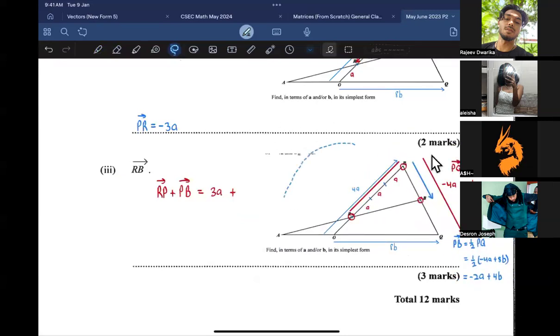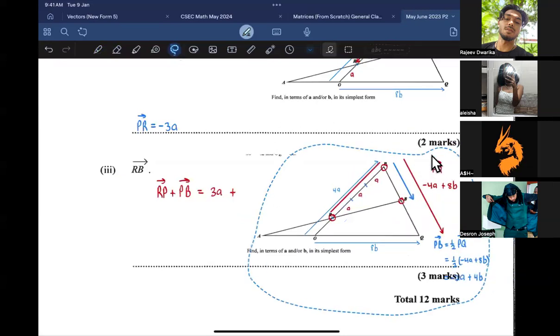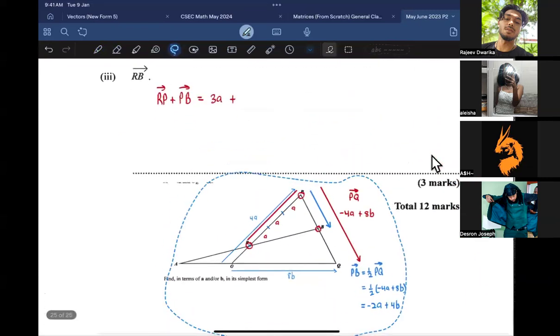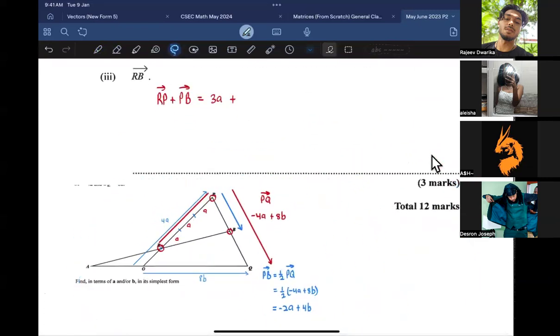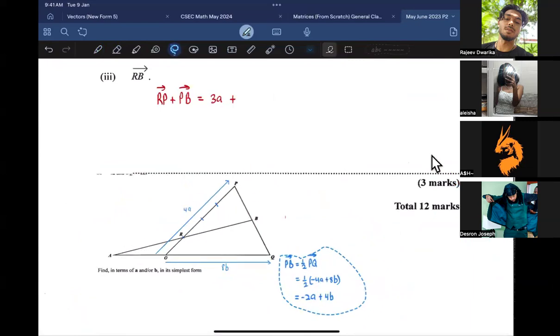So we basically have everything we would need. You sure you understand that?